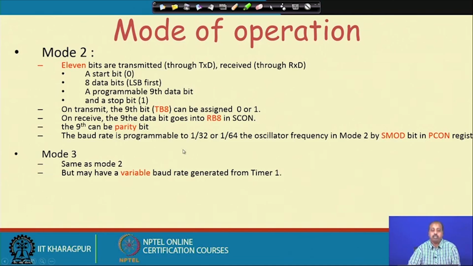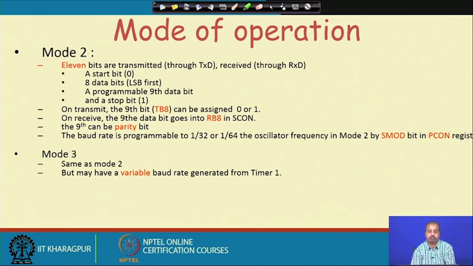In mode 2, 11 bits are transmitted through TXD or received through RXD. Out of that 11 bits, one is the start bit, 8 bits of data, one programmable 9th data bit, which you can use for parity or something like that, and one stop bit. On transmit, this 9th bit, TB8, can be assigned 0 or 1. On receive, the 9th bit will go to RB8 of the SCON. So, it can be the parity bit.